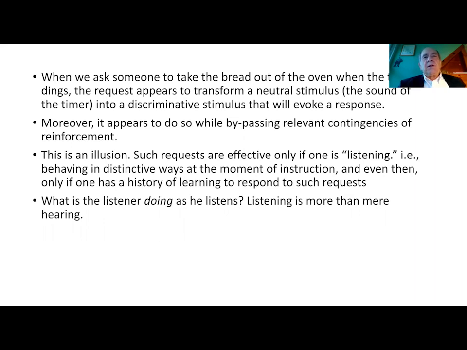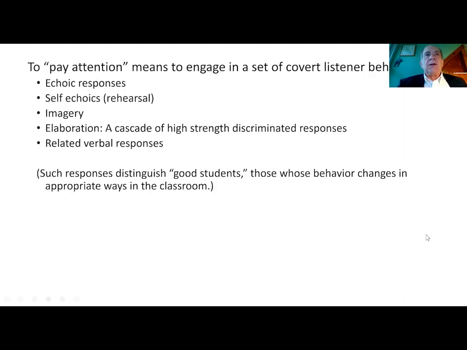So the question is, what is the listener actually doing when the listener listens? Listening is more than hearing. To pay attention means to engage in a set of covert listener behaviors such as echoic responses, self-echoics when we rehearse something, imagery, elaboration, related verbal responses. These are the things we teach students to do when they need to learn something.